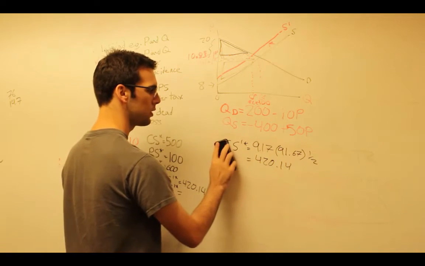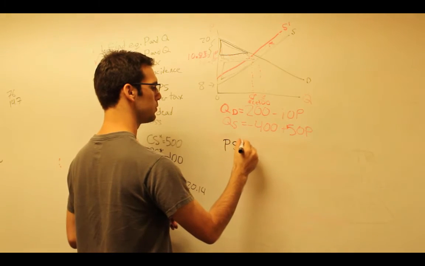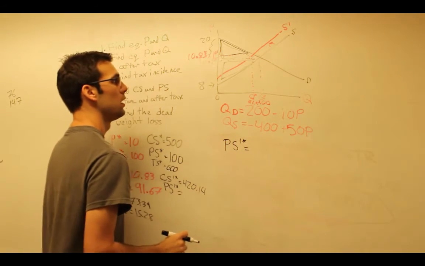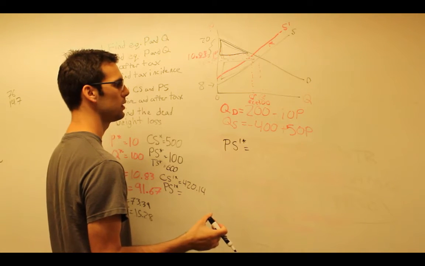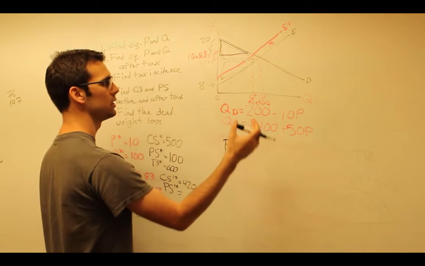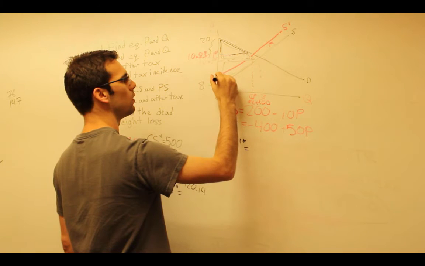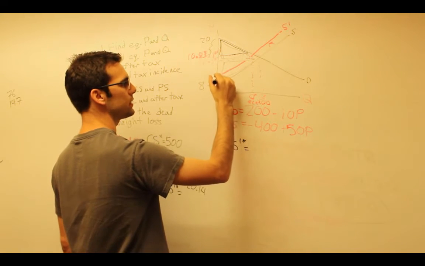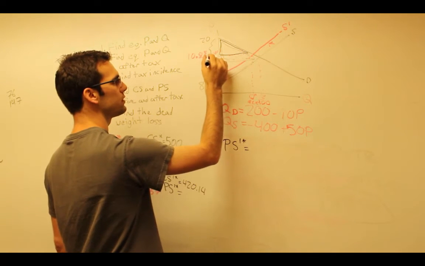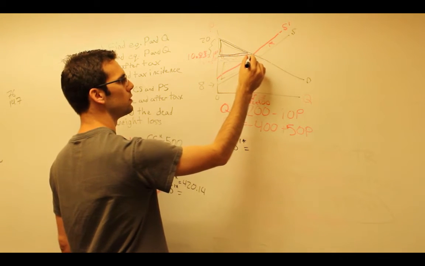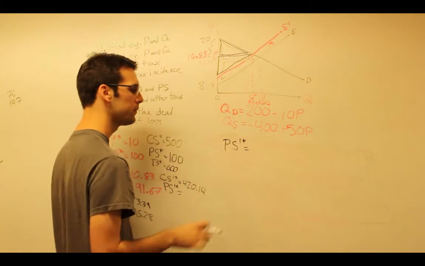Okay. Now we're going to go ahead and solve for the producer surplus after the tax, PS prime star. And it's similar, except this time we're using the newer supply curve. So we're going to have to find where that intersects with this vertical axis, which is when Q equals 0. We already have the price, which is 10.83. So this is the triangle we're trying to find. And we already have the new quantity.